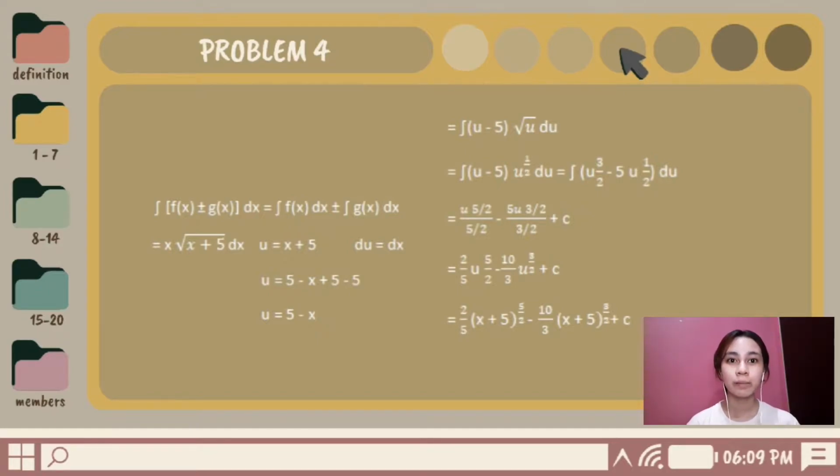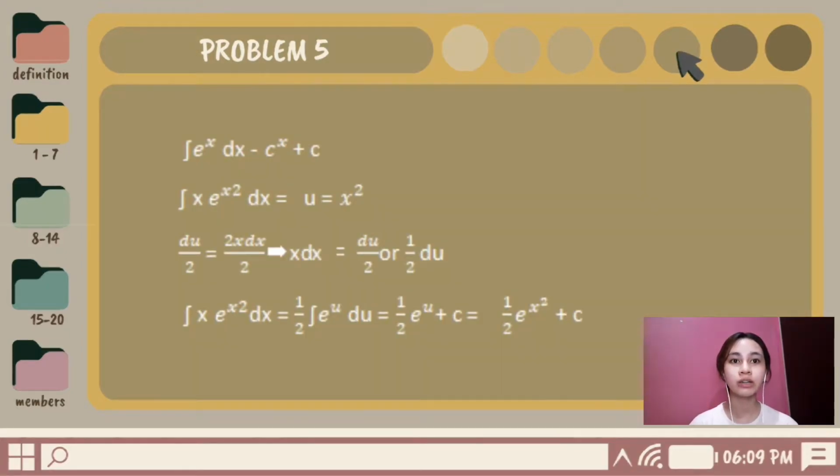Lastly, reciprocal the denominators to move it to the front. Then get the original value of u, which is x plus 5. The final answer will be 2 over 5 u raised to 5 over 2 minus 10 over 3. Since we multiplied 5 to 2 over 3, so 10 over 3 times (x plus 5) raised to 3 over 2 plus c.